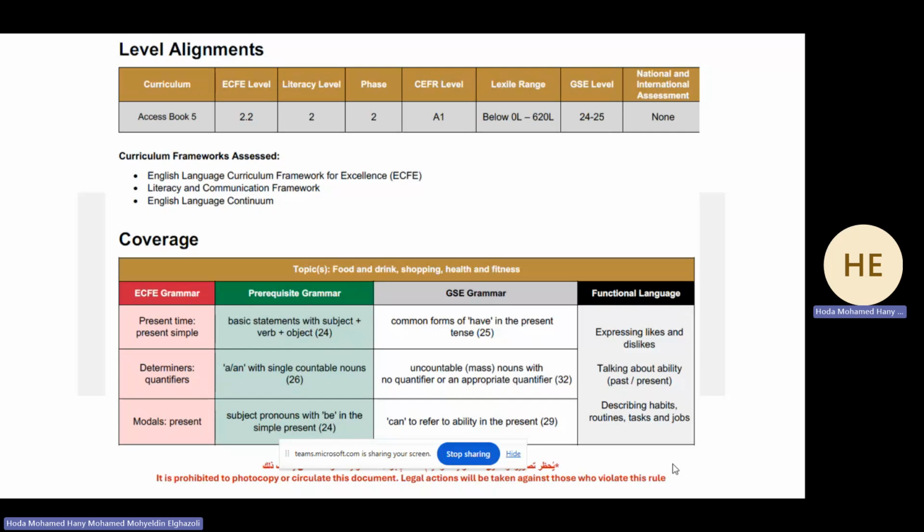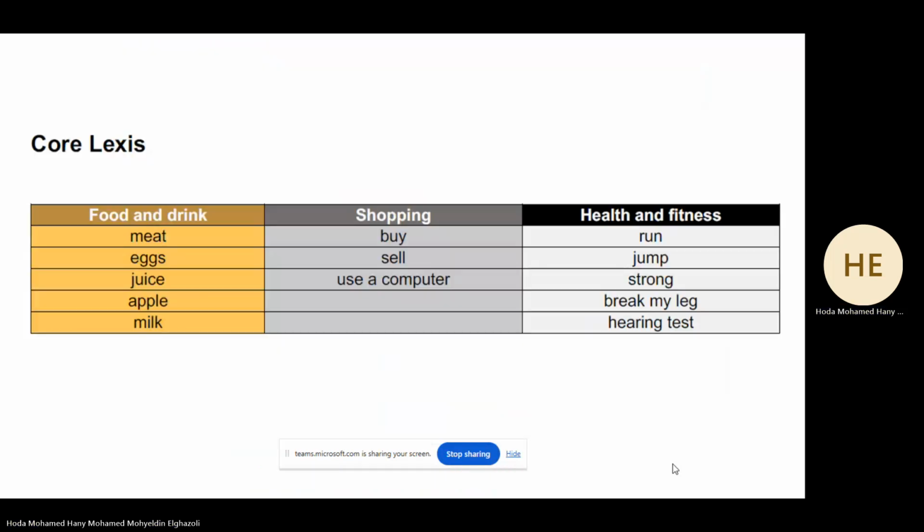This term, our English assessment will cover the topics that we've studied in term 3. That includes all the grammar points and the functional language we practiced in class. And you need to review both. So under grammar, you have present simple tense, determiners, modals, and functional language: expressing likes and dislikes, talking about ability, and describing habits, routines, tasks, and jobs.